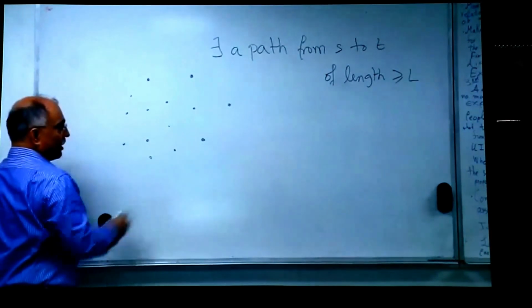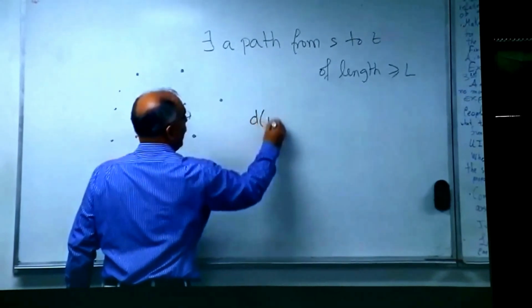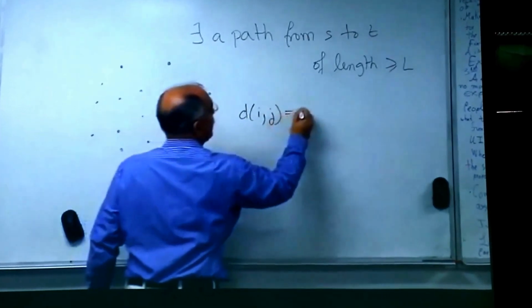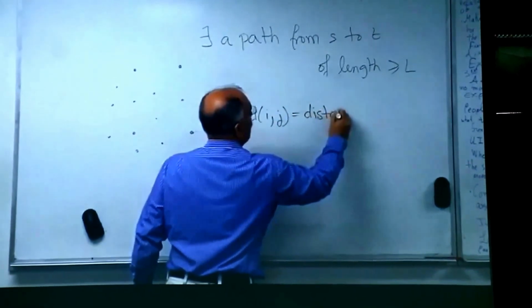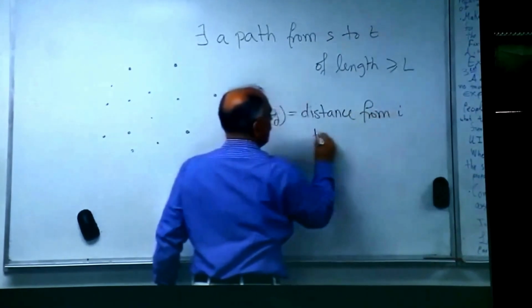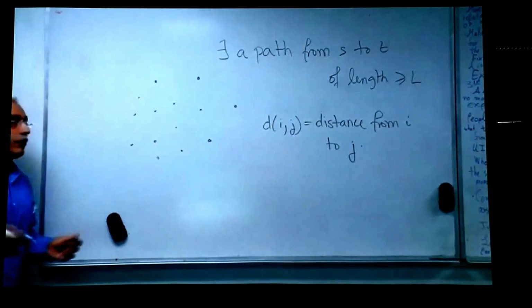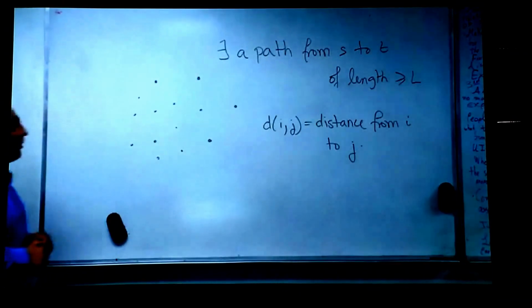Every pair of cities has some distance between them, so we can assume that Dij tells us what is the distance from i to j. And this distance function could be a measure of length, or it could be simply a measure of travel time between a pair of cities.